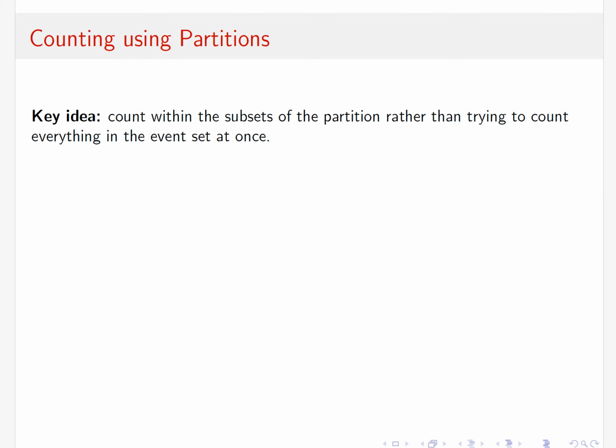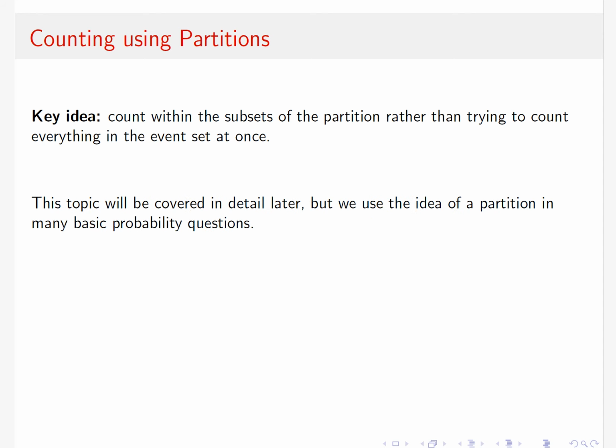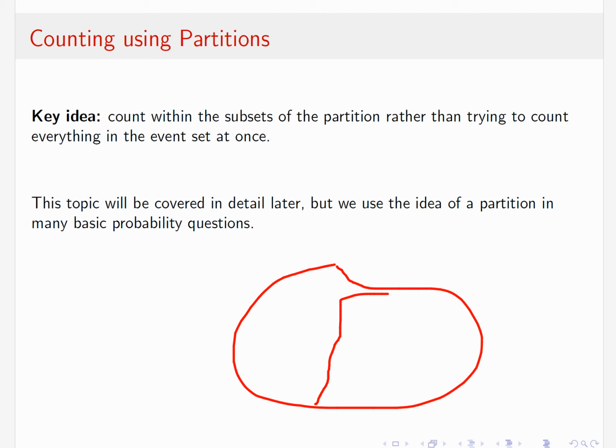Okay, so we're going to talk a little bit about partitions. I showed that a little bit 2 questions ago. The idea is that we're counting the subsets in the partition rather than trying to count all the possible combinations, right? So the idea of a partition is just like it is in a deck of cards, where we have the hearts partition with 13 cards, and we have the spades partition with 13 cards, and we have the diamonds partition with 13 cards, and the clubs partition with 13 cards.